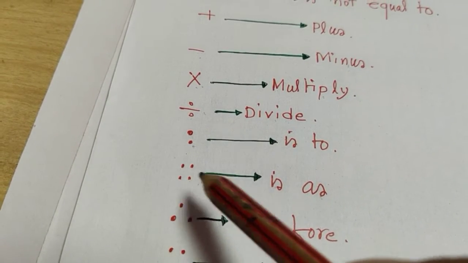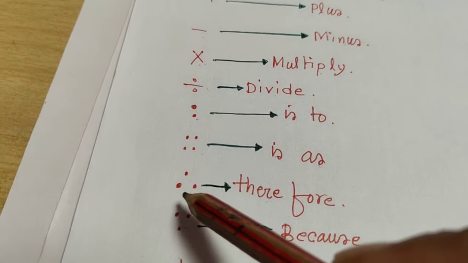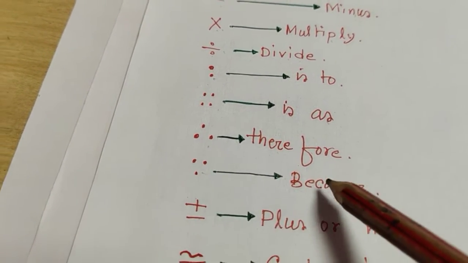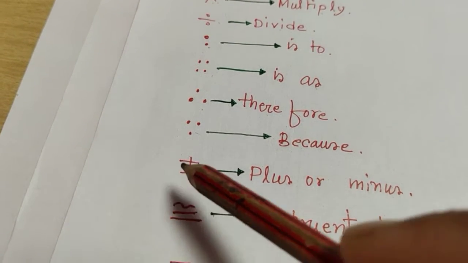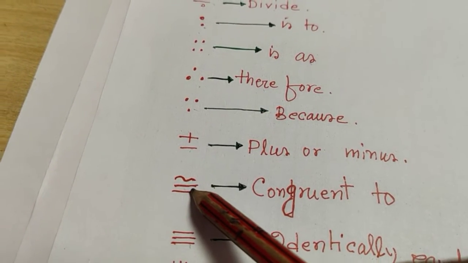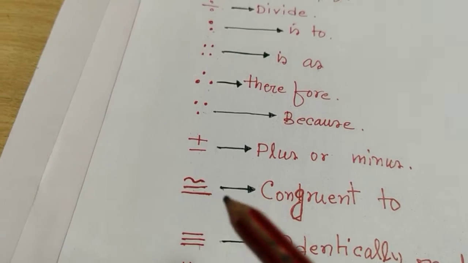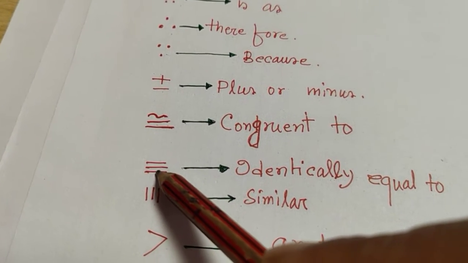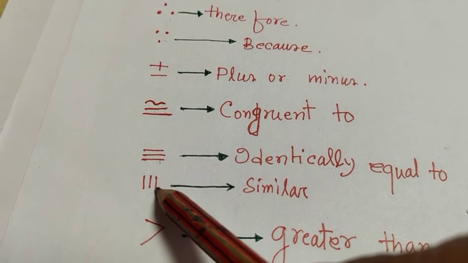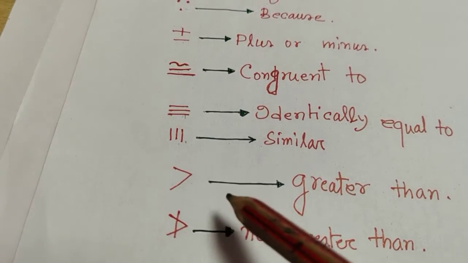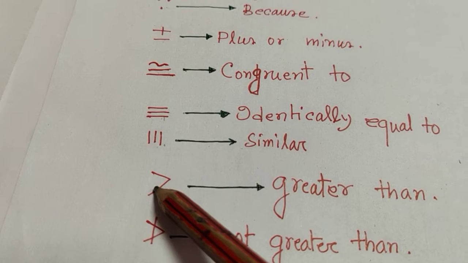This notation is "as". This notation, therefore. This notation, because. This notation is plus or minus. This notation, congruent to. This notation, identically equal to. This notation, similar. This notation, greater than.